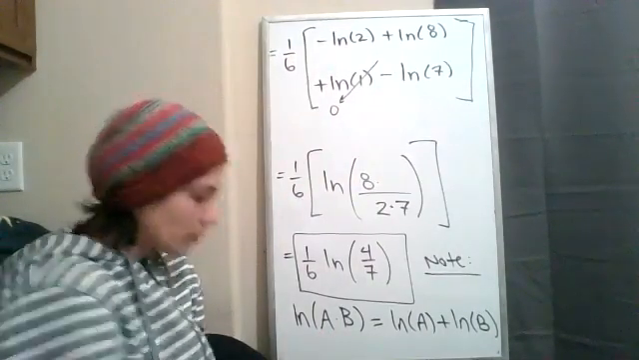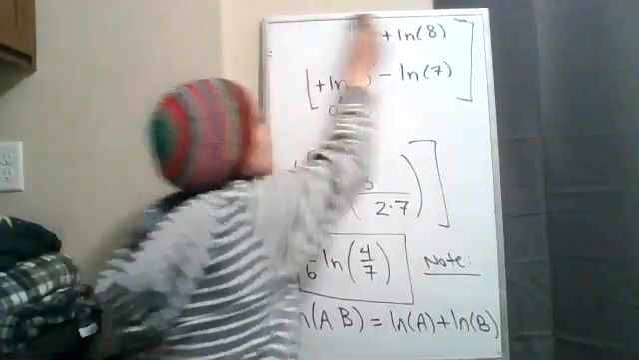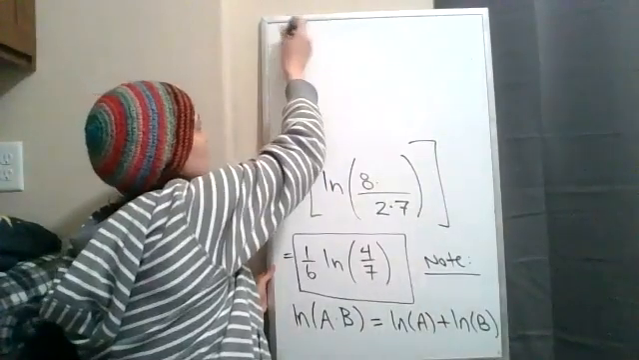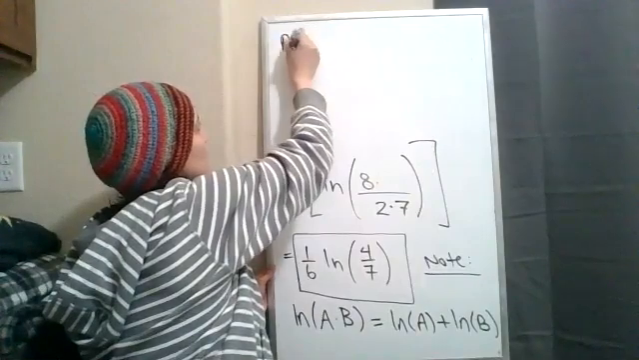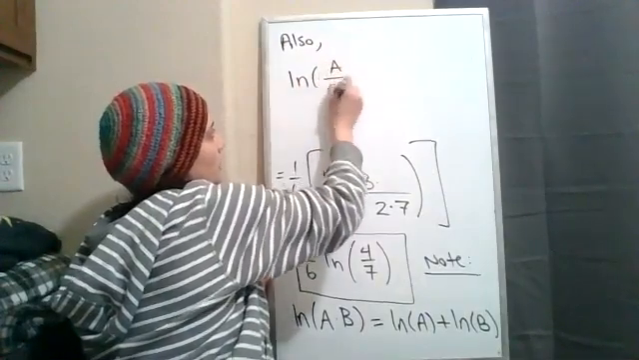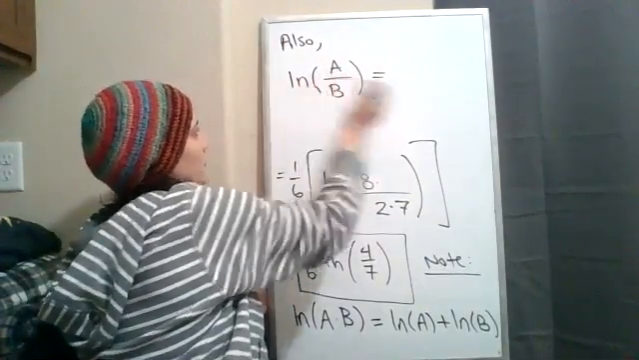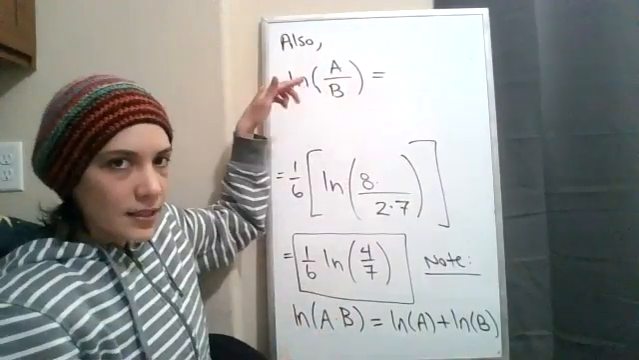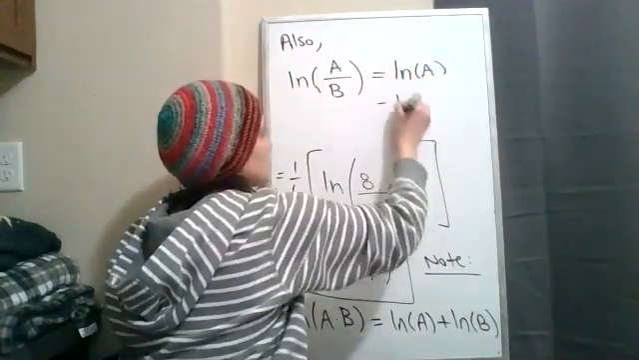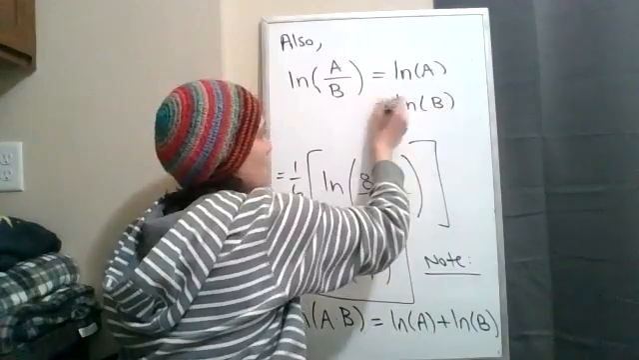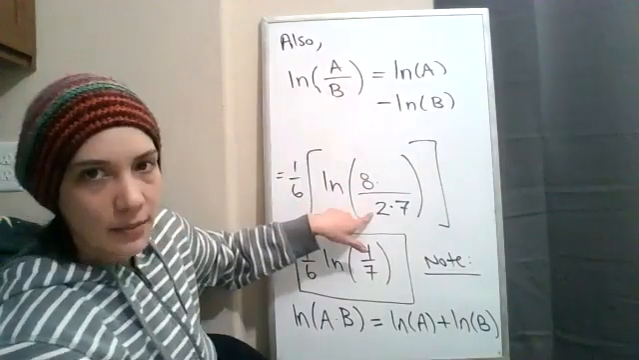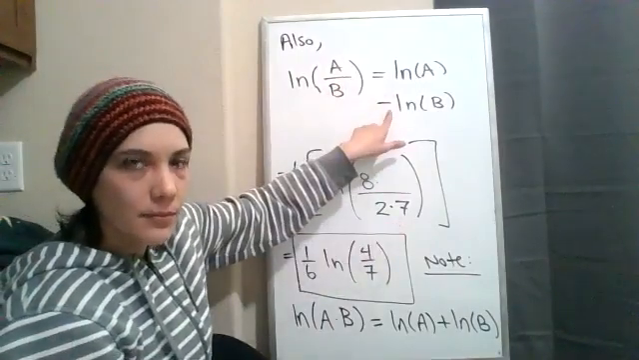And then there's the other rule that I used. You have ln of a divided by b. It would be ln of a and then subtract ln of b. So that's how I got this 2 in the denominator and that 7 from those minus signs.